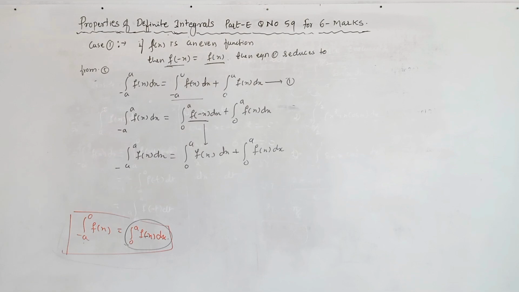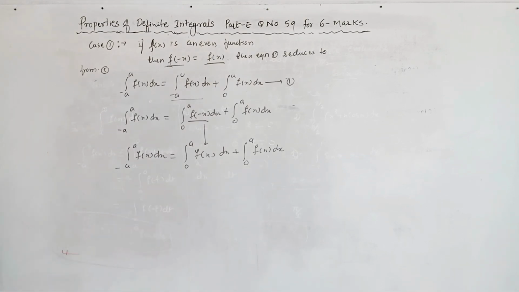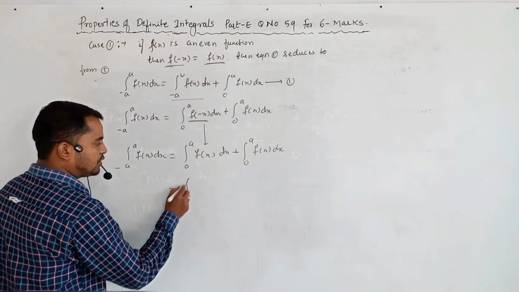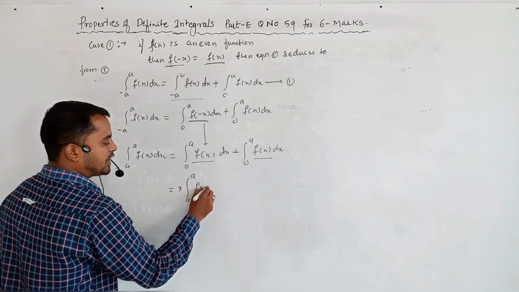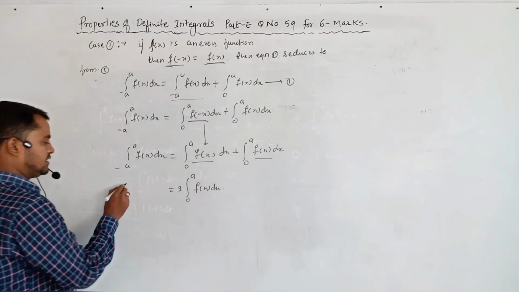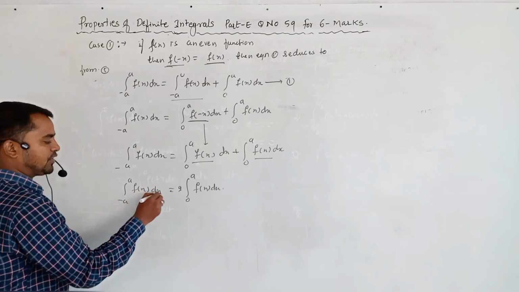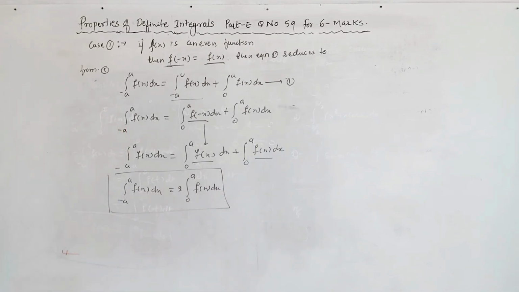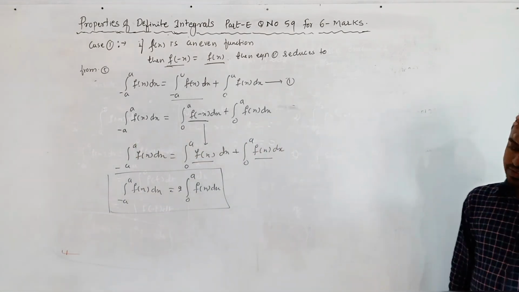Now, see here, the two integrals from 0 to a are the same, so it is 2 times the integral from 0 to a of f of x dx. This is your first proof. If f of x is even, then this is your first proof. Clear? First proof.